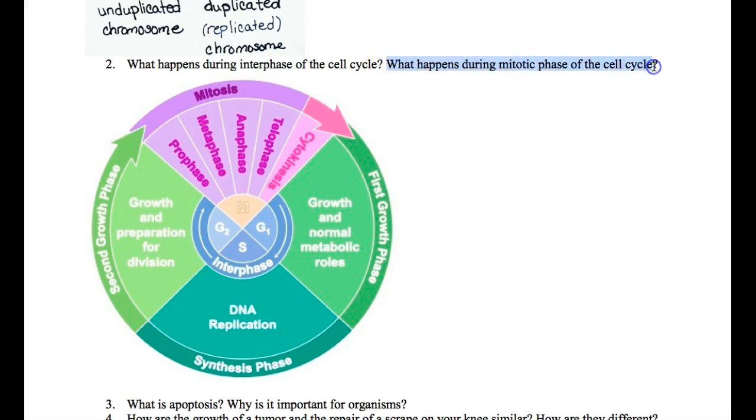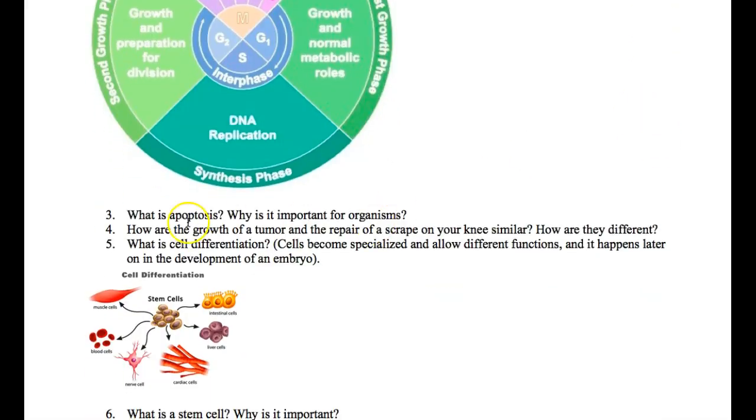What happens during the mitotic phase of the cell cycle? Mitosis. What is apoptosis? So apoptosis is programmed cell death. That's where the cell, with the gene, is programmed to kill that specific cell.